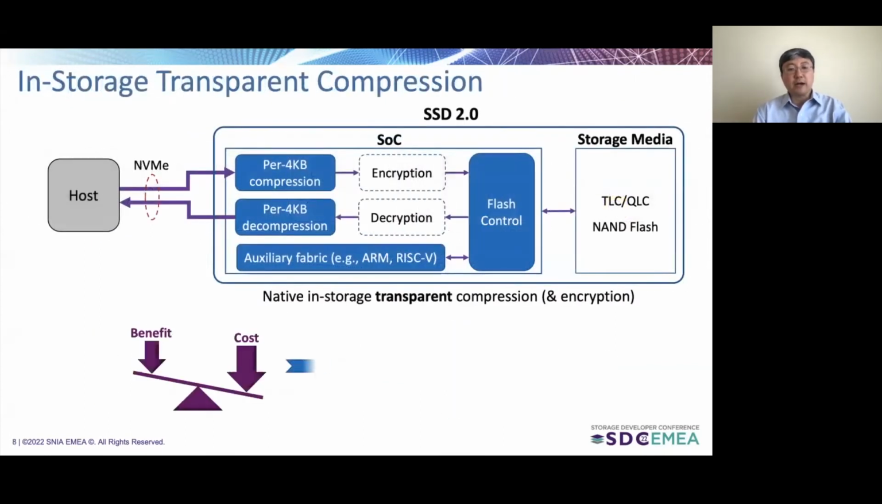So the basic structure of SSD 2.0 with built-in transparent compression is very simple. The data compression and decompression are carried out by the hardware on each 4K byte block along the I/O path, which is completely transparent to the upper level operating system and applications. It is simply deployed as a standard NVMe SSD. The software stack, including block layer, file system, and the user applications, do not need to be modified. So it is very easy to achieve a favorable benefit versus cost trade-off.